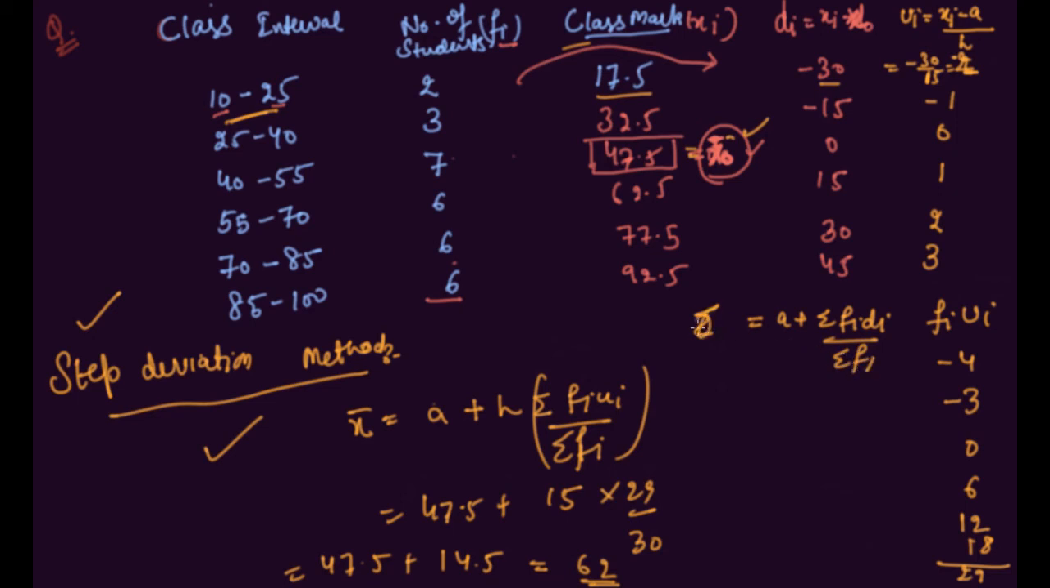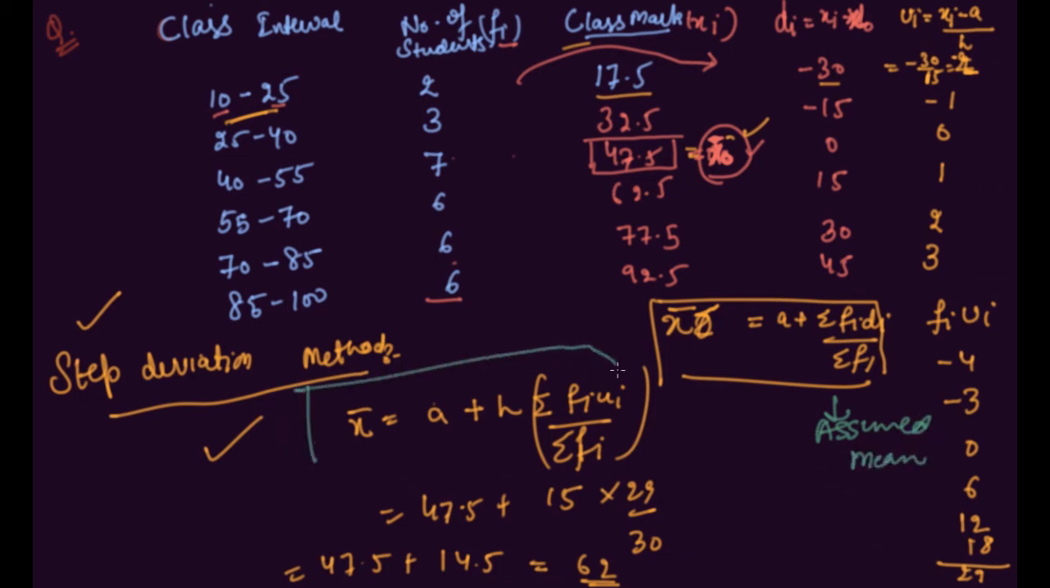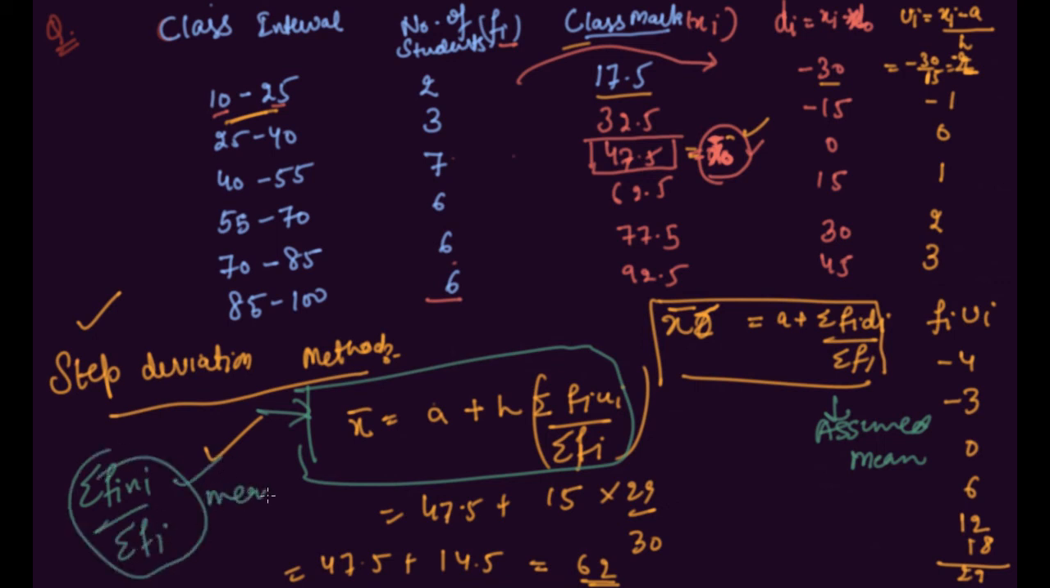This was the formula which is called the assumed mean method. And this is the step deviation method. And the basic method was summation fi xi upon summation fi. This is the basic method to find the mean of a class. So I told you about all three methods of how to find the mean of a particular class.